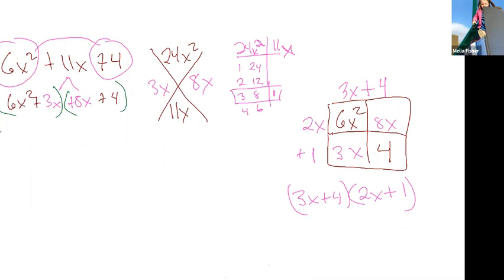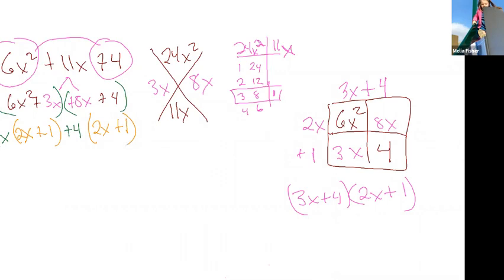3x. And when I take that out, I'm left with 2x plus 1. The GCF of the second one is a positive 4. That leaves me with 2x plus 1.